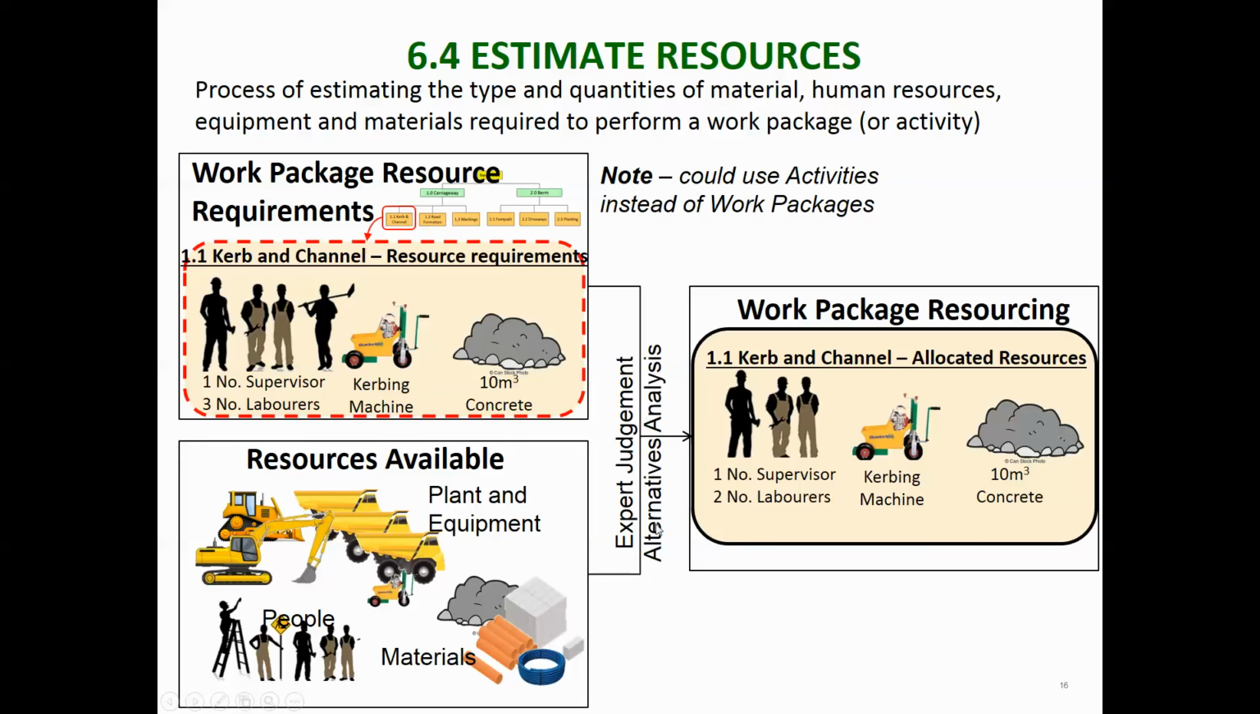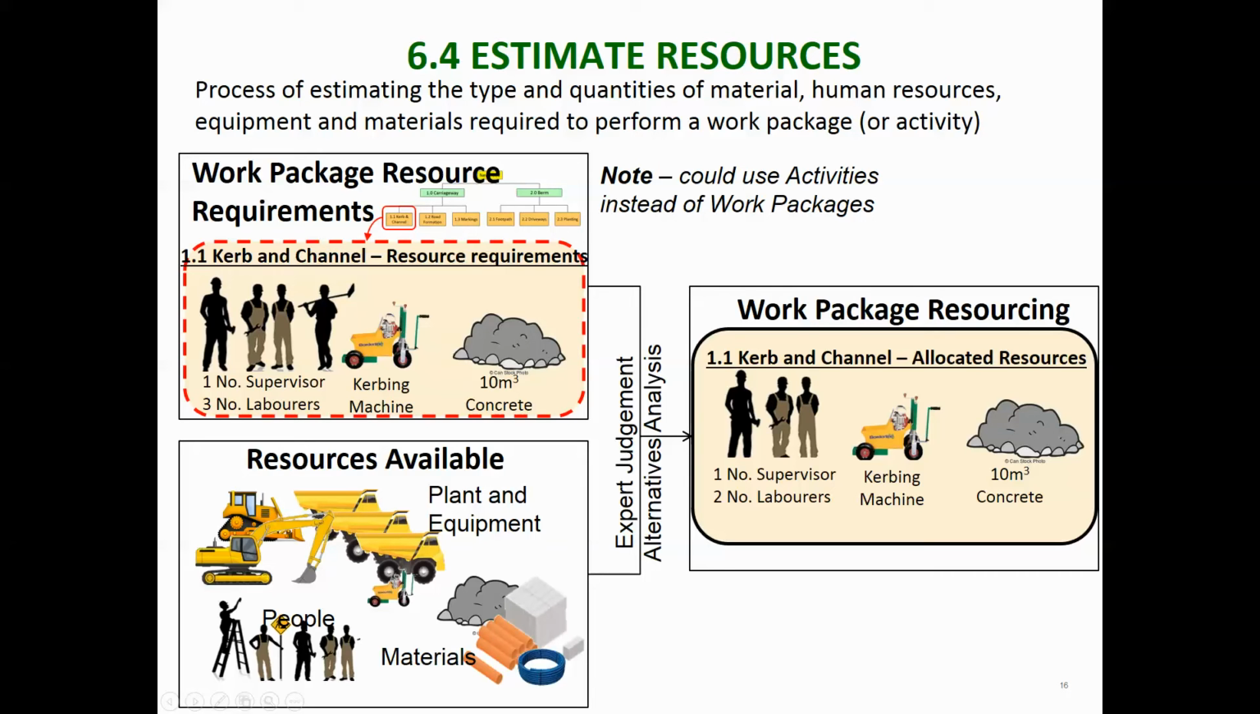So you use your expert judgment and alternatives analysis, so you look at the different options of doing this, and what you arrive at is what you're actually going to do. So in this case, we find that we've only got 2 labourers available to us, so we don't get our 3 labourers, we only get 2. We actually do have a curbing machine, and of course we can buy concrete from anyone. Okay, so that is a pretty simple example.